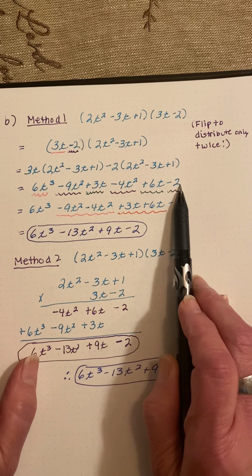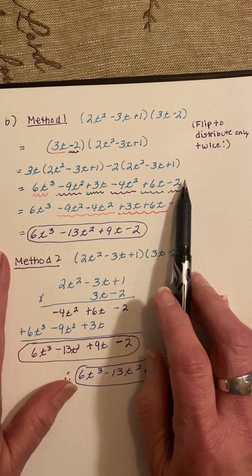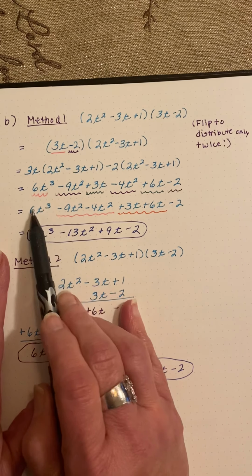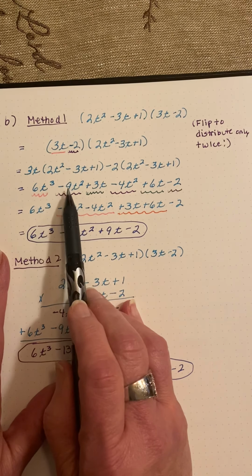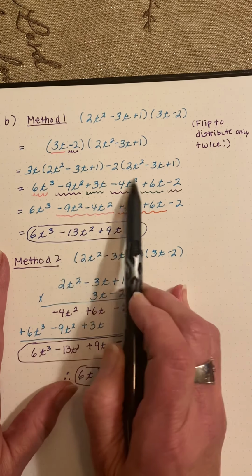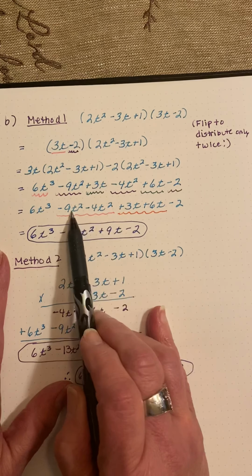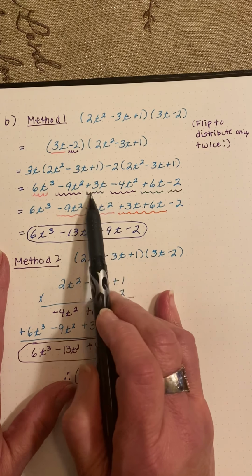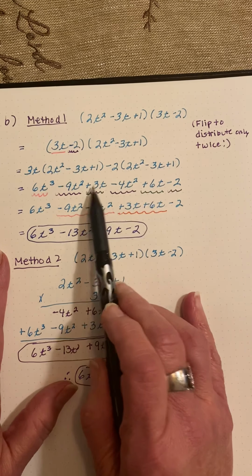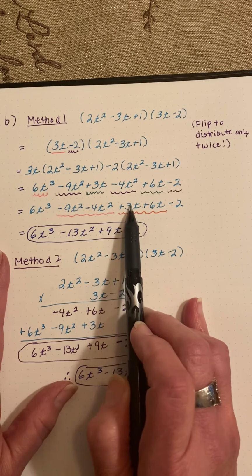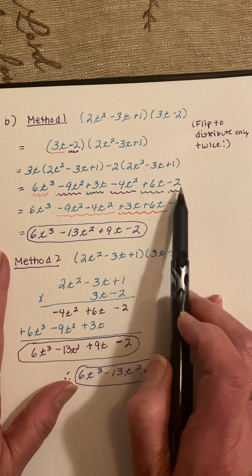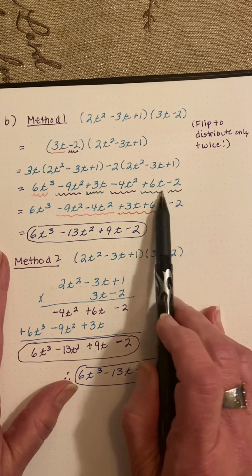Okay. Now I got to hunt for like terms. I only have one thing to the third power, so I list that first. Now I check for things to the second power. I have a negative 9t squared and a negative 4t squared, so I put them together. I have 2 plain t's, so a positive 3t plus a positive 6t. I have one simple numeral, which is negative 2.